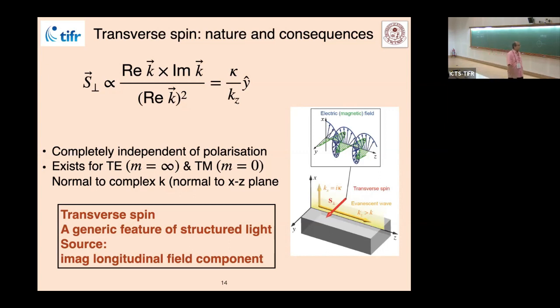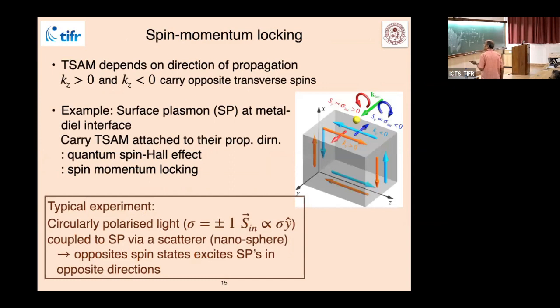Okay, so next thing, what do we do? Let us now look at the spin momentum locking. So of course, we understood that this transverse SAM, transverse spin angular momentum, depends on the direction of propagation, whether this kz is positive or kz is negative. Of course, the surface plasmon can be there. There can be waveguide modes. As Pavan was asking, you can generate it by many other methods.